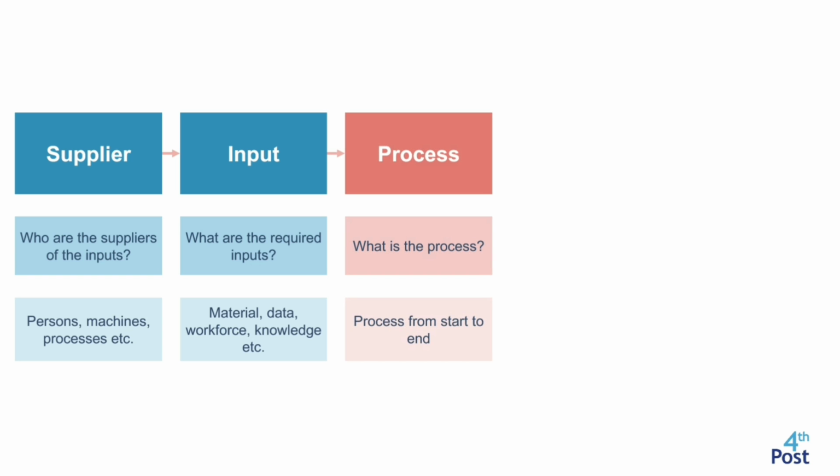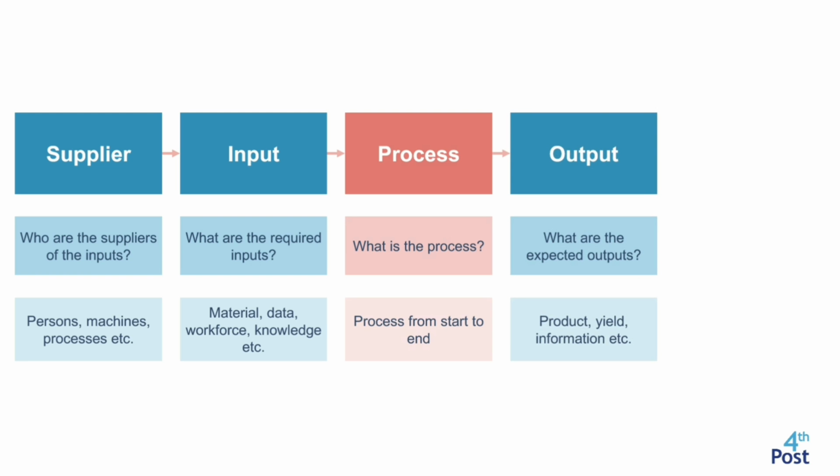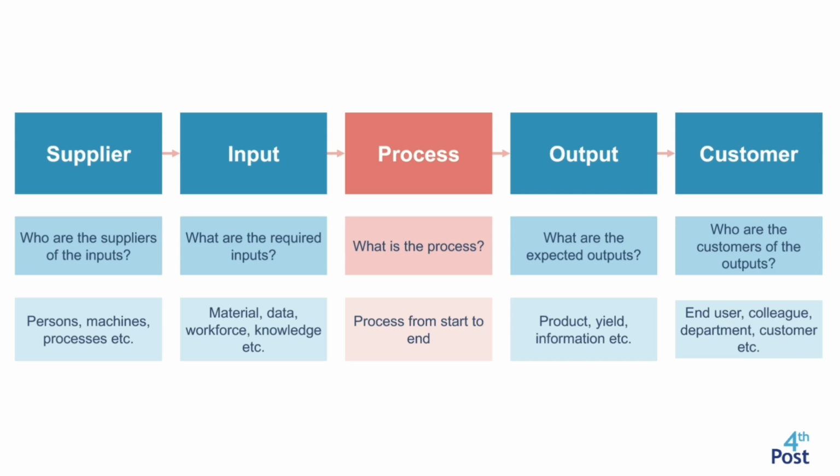In the process column, we identify the different processes within the work system from the beginning to the end. In the output, we identify the expected output of each process step: product, yield, information, service, knowledge, material, etc. And then at the last part, we have the customer. Here we identify who are the different customers for each output. And this could be the end user, our colleagues, other departments, customers, or maybe another business, etc.